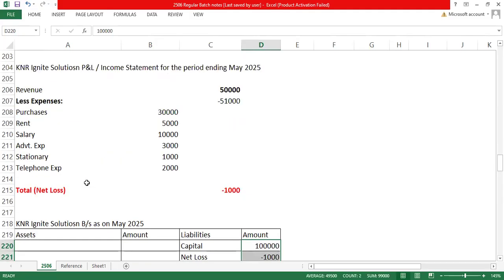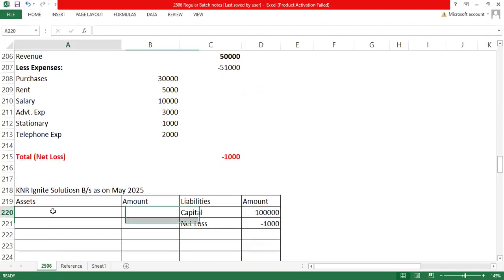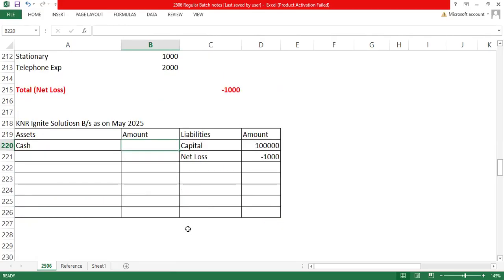Now let me go with assets. What are the assets that I have? My most important asset is cash. I'm not dividing this into the entire perfect structure, but we'll go deep into it later. At a high level, let us understand this. Whenever I talk about cash, cash is going to be my asset. How much cash do I have in my business?